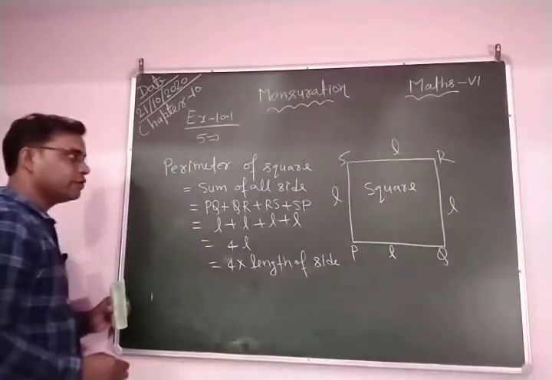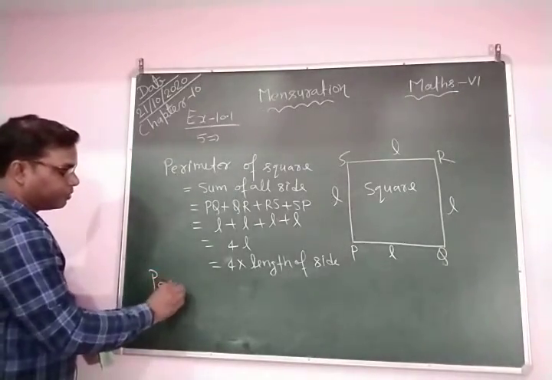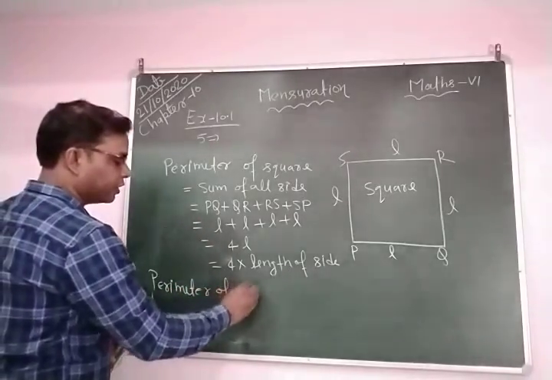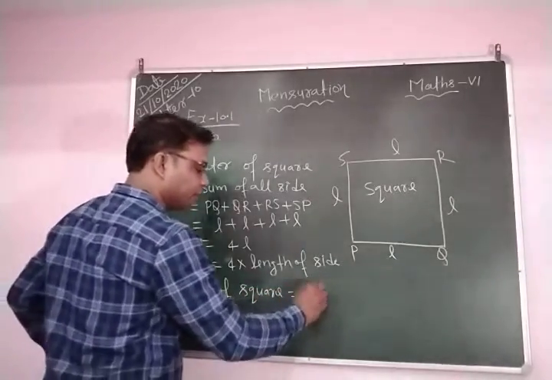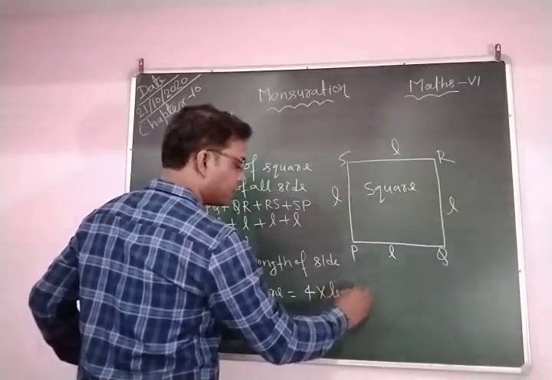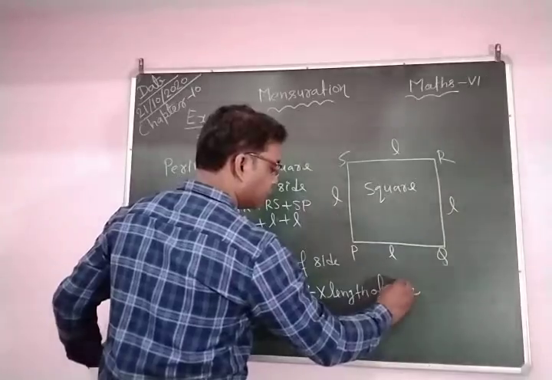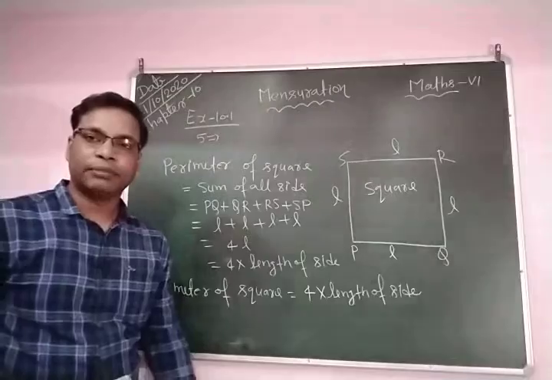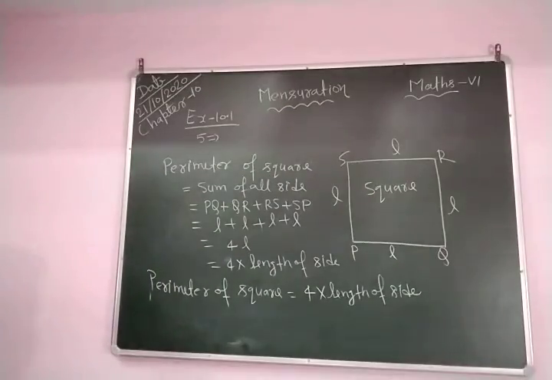Okay, so in this way you can see the perimeter of a square. The perimeter of a square is equal to 4 into length of side. Here you can see this is the formula to find the perimeter of a square. This is nothing but perimeter of square is equal to 4 into length of side.